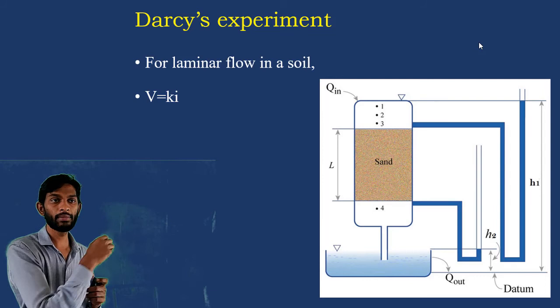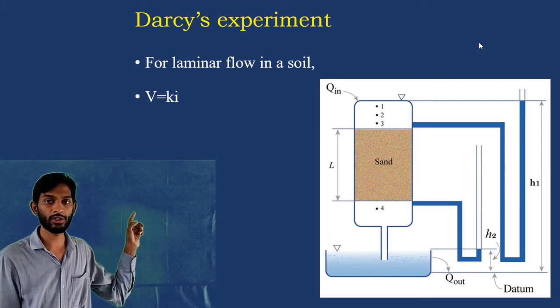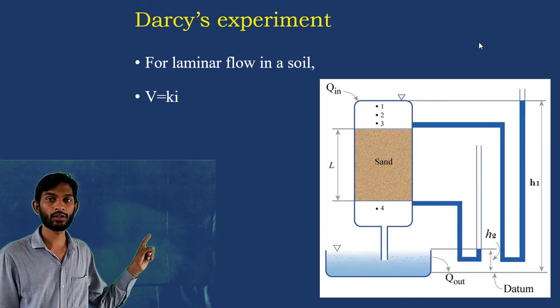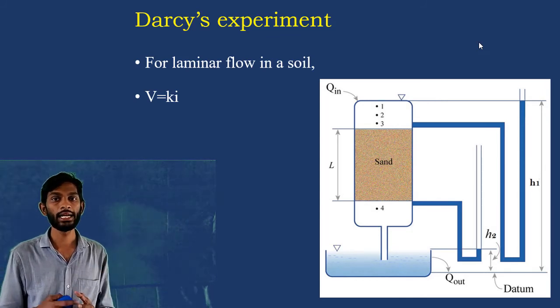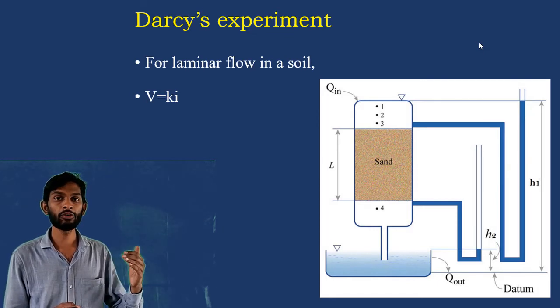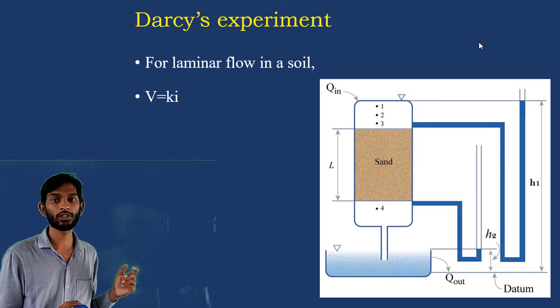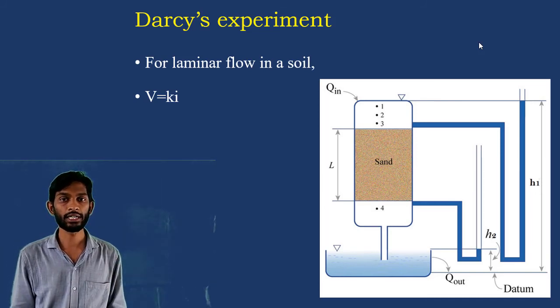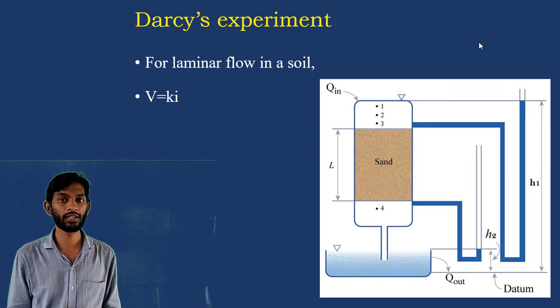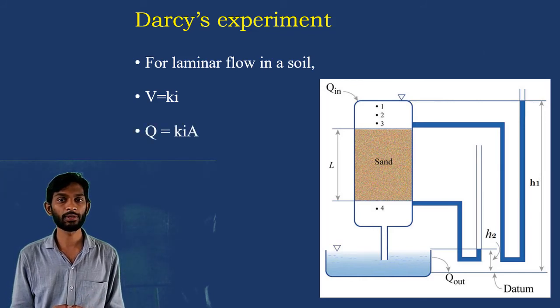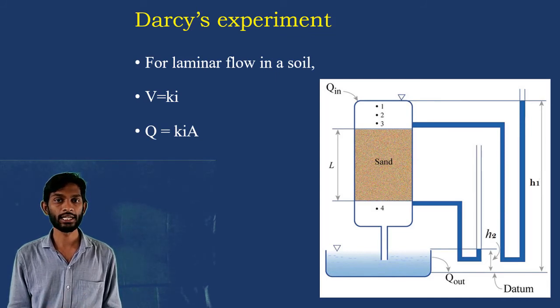Now how he did the experiment. In the initial case, he made the water flow from the top end of the soil sample to the bottom end of the soil sample. Then he found out the results of H1 and H2, which are the height of water raised before reaching the soil sample and the height of water after passing through the soil sample. So that is called H1 and H2. And he found out the discharge value, which is given as Q equals KIA, where Q is the discharge, K is the coefficient of permeability, I is the hydraulic gradient, and A is the cross-sectional area.